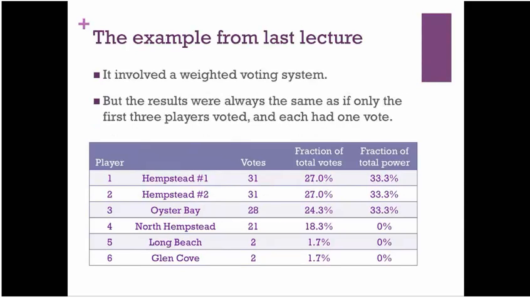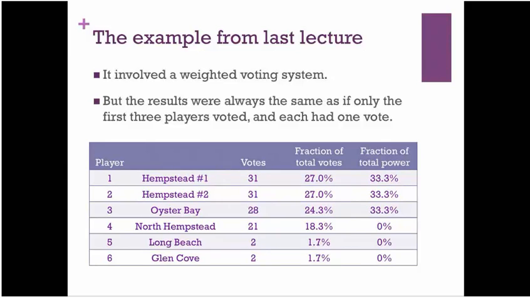Here's our example from the previous lecture. It involved a weighted voting system. There were 6 players. They had varying number of votes. For example, Hempstead number 1 and Hempstead number 2 each had weight 31. That is to say they had 31 votes. At the other end, the smallest players, player 5 and player 6, had 2 votes apiece.